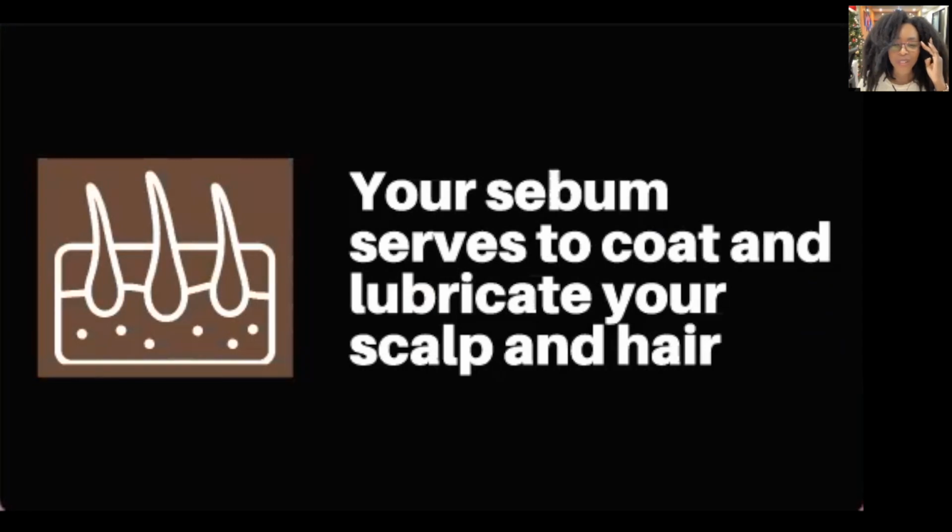Okay, so the first oil, which you've probably already heard of, is your sebum, and it's produced by the sebaceous glands, which are seated within your hair follicles. And the sebum comes out of the hair follicles and serves to lubricate and coat your scalp and your hair. It controls the skin surface pH, so prevents it from getting too acidic or too alkaline, and it protects your hair and scalp against free radicals and UV light.